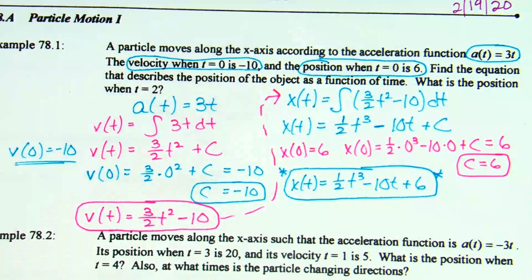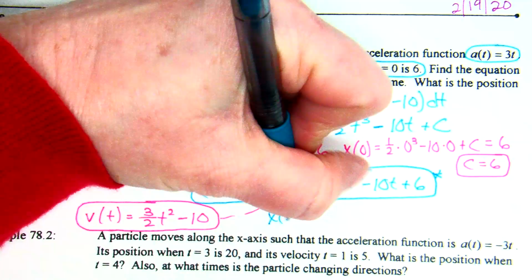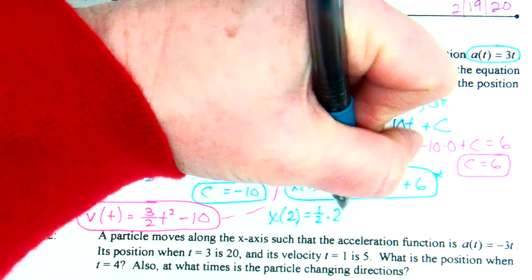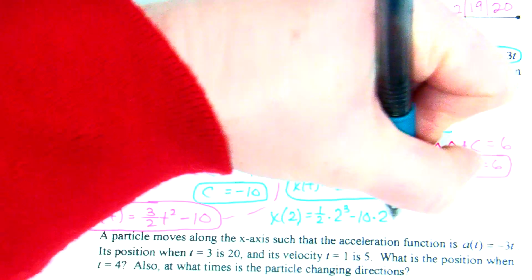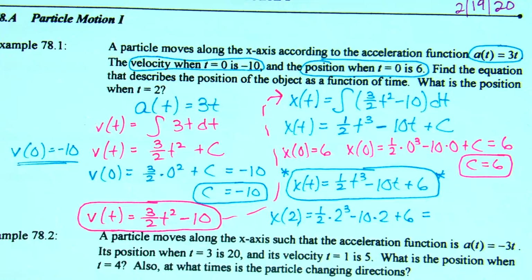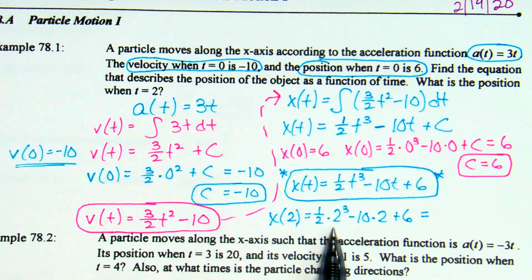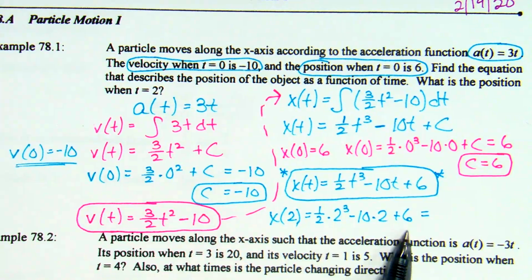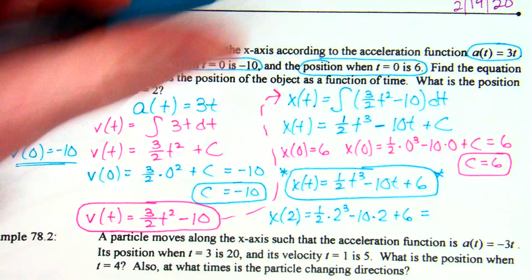One half t cubed minus 10t plus 6. You're finding x of 2 then. So, yep, 1/2 times 2 cubed minus 10 times 2 plus 6. Half of 8 is 4. 4 minus 20 plus 6. My brain says 4 plus 6 is 10, and 10 minus 20 is negative 10.